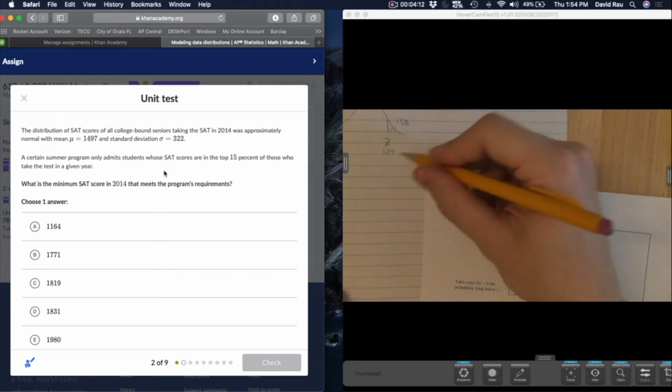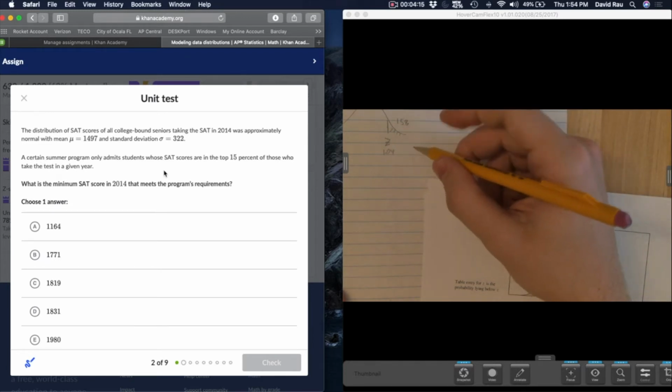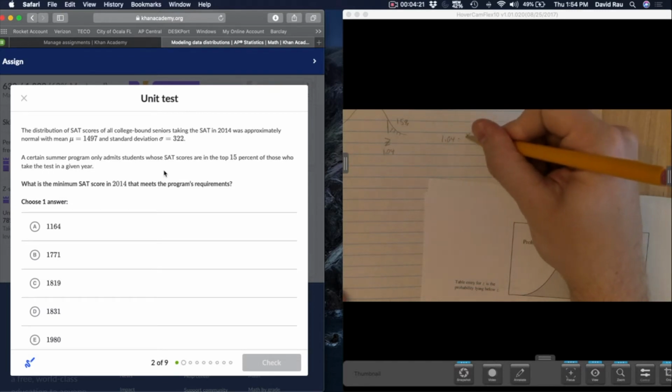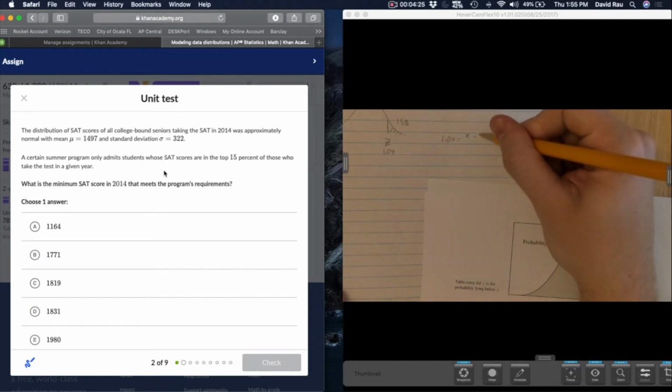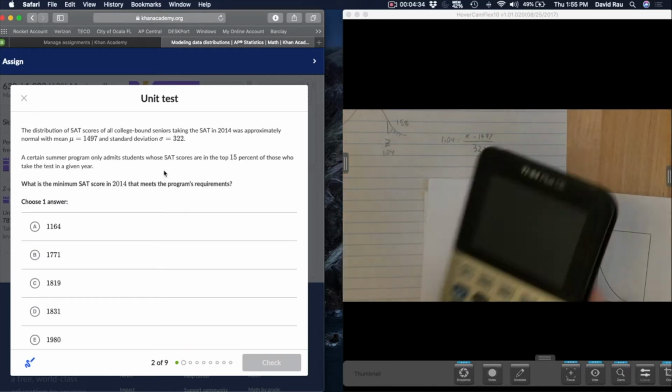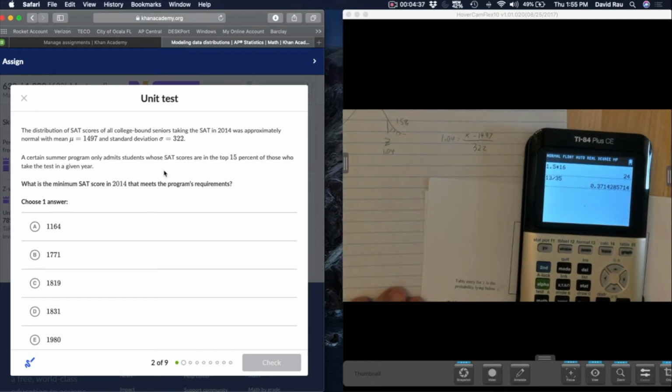And what we want to do is figure out the corresponding SAT score for that z-score. So if our z-score is 1.04, remember that a z-score is calculated by your particular value minus the mean of all the values, which is 1,497, divided by the standard deviation of the values, which is 322. And so now what we're going to do is multiply the 322 to get it out of the denominator, just to have x minus 1,497 left. And then the way we would get x, the value we want, is we would add the 1,497. And so we get 1,831.88, which corresponds to answer choice D.